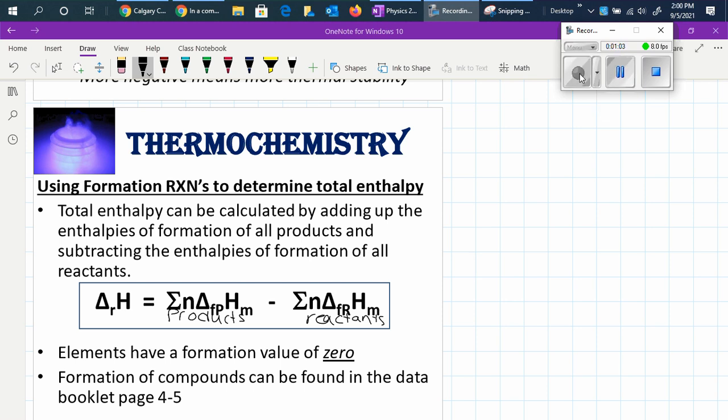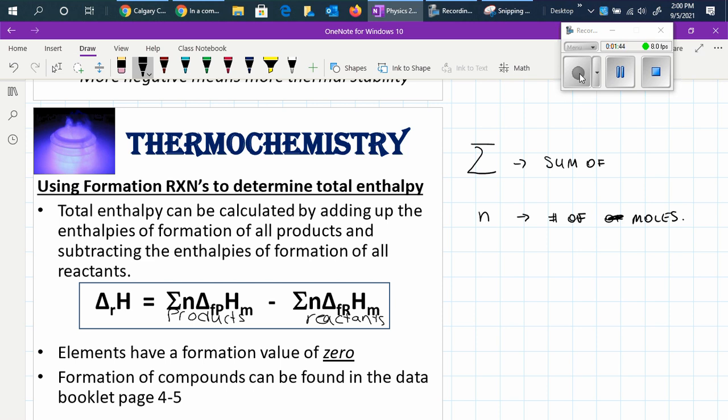So when we see this formula, this term here means sum of. And in this case it means all the terms, all the products and all the reactants, okay? The n means the number of moles for the certain product or reactant. This indicates that we have to have a balanced chemical reaction, whatever it is.